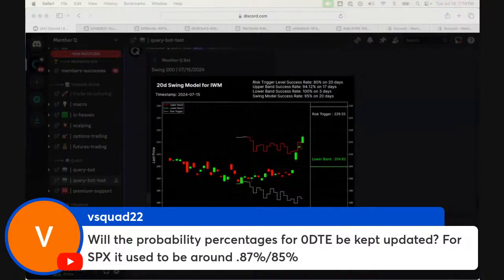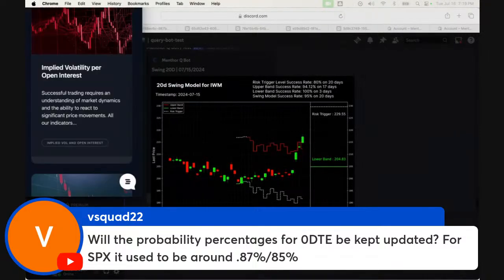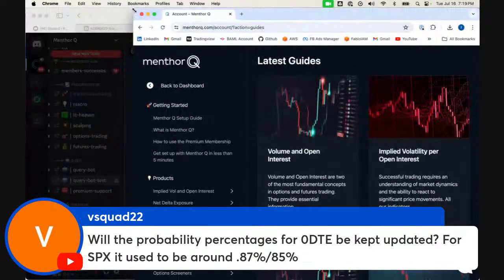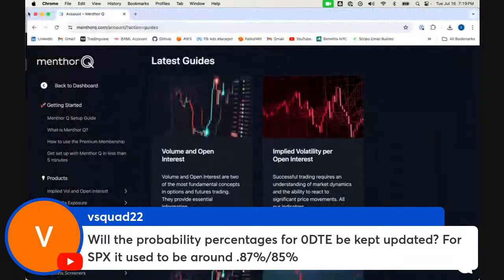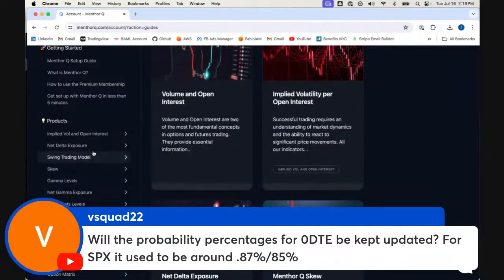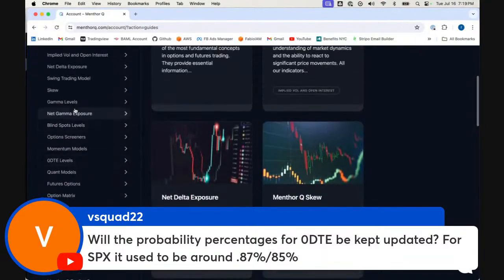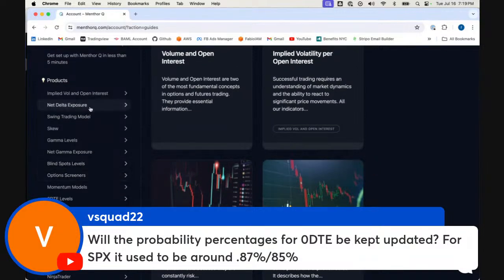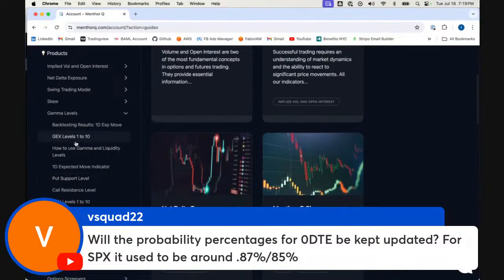All right, this is actually a good way to show also. As we discussed, we have a new website and a new learning portal. You now have the ability to create a login for free, or you can subscribe, and you'll get access to all our guides. They were available before as well, but now they're a little bit more organized by product. So again, we're looking at the 1 day move indicator. Let's see, gamma levels, our 1 day move indicator, and then we have our backtesting results.